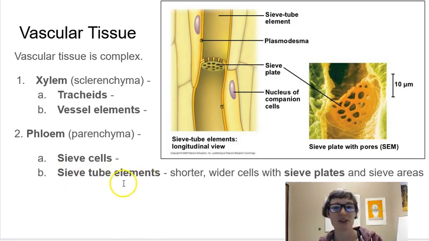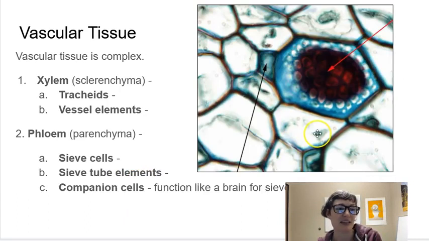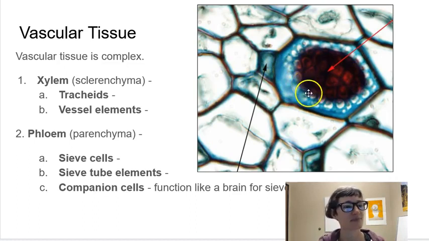So sieve tube elements are only in angiosperms, and they will be accompanied by those companion cells. If we were to look at this in a cross section, here we have a sieve plate of a sieve tube, and we have this tiny little companion cell next to it. This would be found in the phloem tissue, so within a vascular bundle or vascular cylinder.